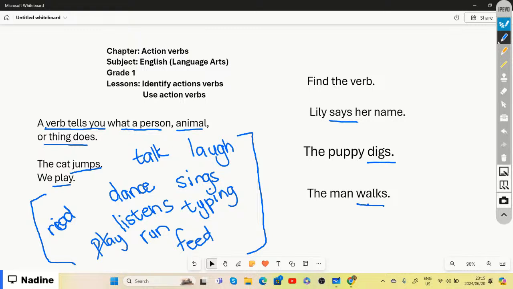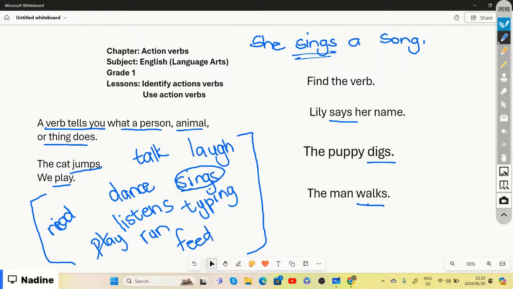All right, so if we were to make a sentence, right? Let's go with sings, right? Then we can maybe say she sings a song, right? So she sings a song, which means that sings is our verb.